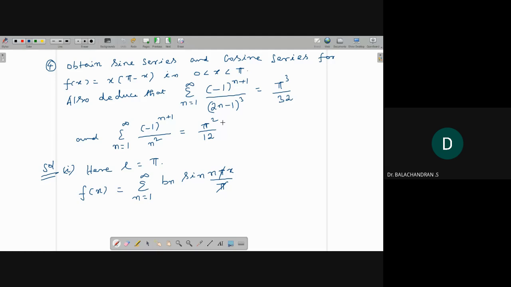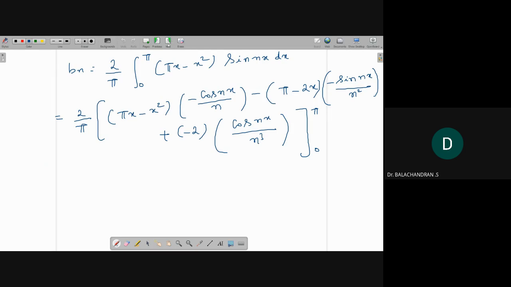Okay. So here you can see that L equal to pi. First I need to find the sine series. So what is the sine series? F of x is equal to summation n equal to 1 to infinity bn into sine n pi x by L. L is pi, gets cancelled.